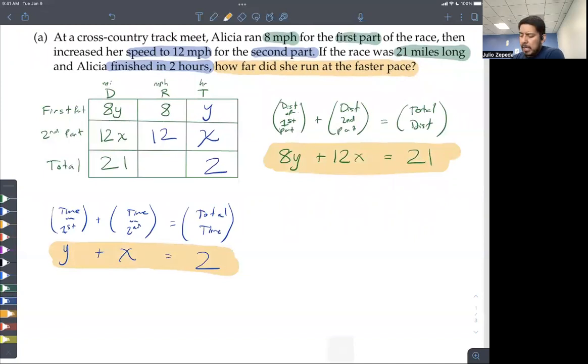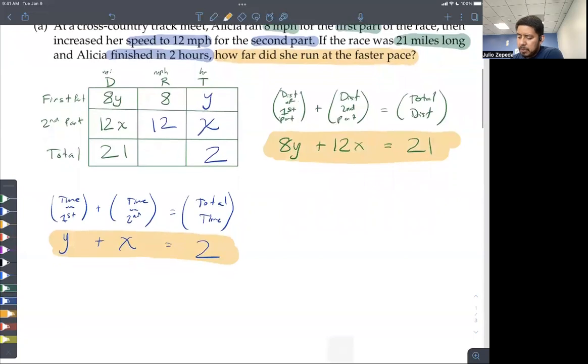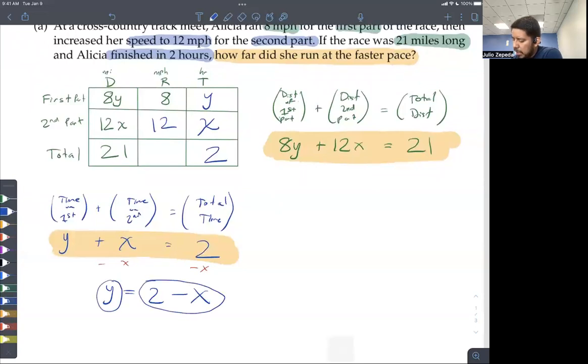Now, okay, so let's continue here. We'll use substitution. So I'm going to subtract the x to the other side. And so I get y equals 2 minus x. Now I can take this y, or y is equal to 2 minus x. So I'm going to go ahead and plug that in for y right there.